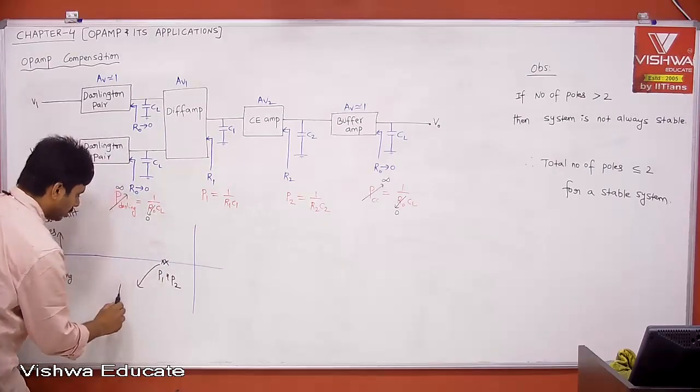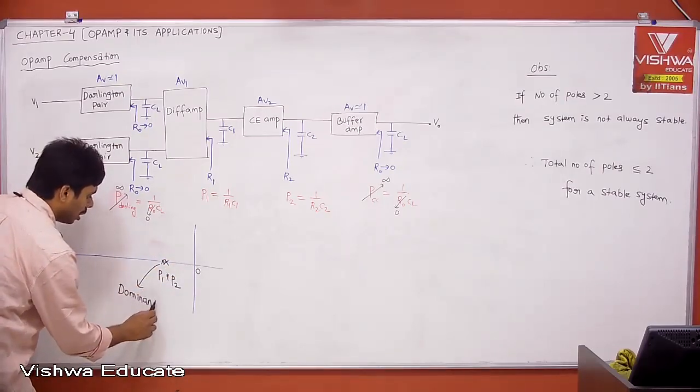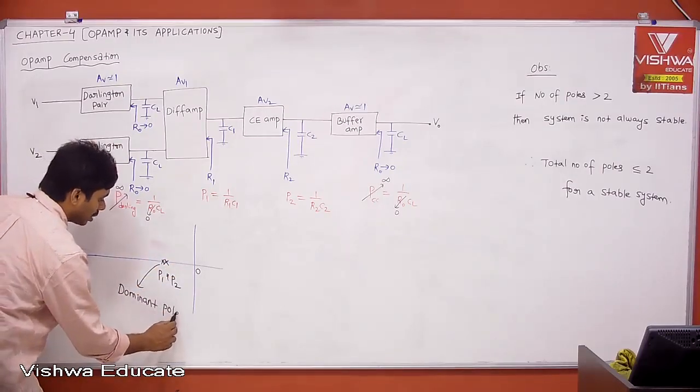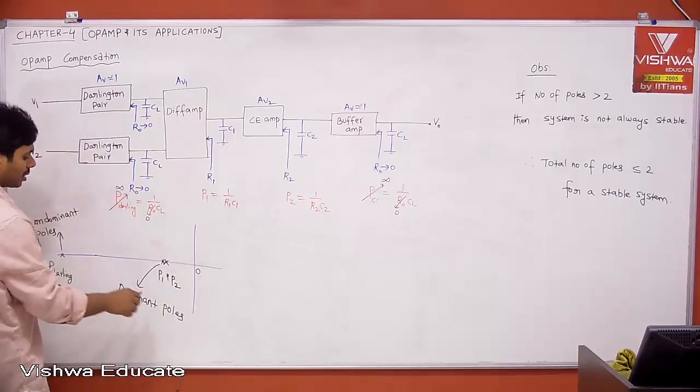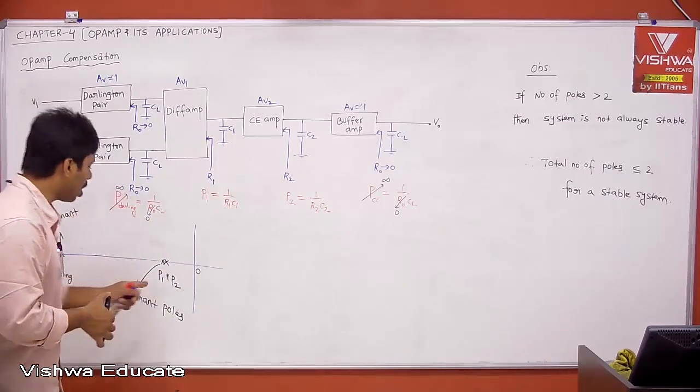Therefore, these poles are dominant poles. The poles which are nearer to the origin are called dominant poles. Why? The total system's response is dominated by the poles which are nearer to the origin. Therefore, these two are dominant poles.